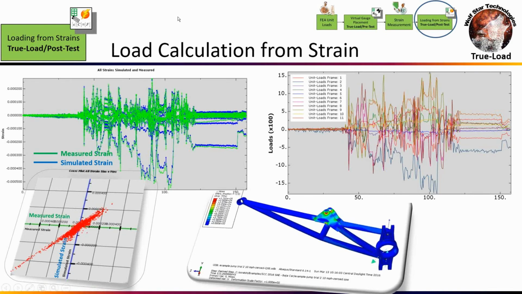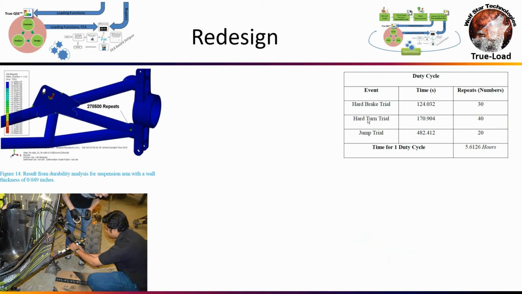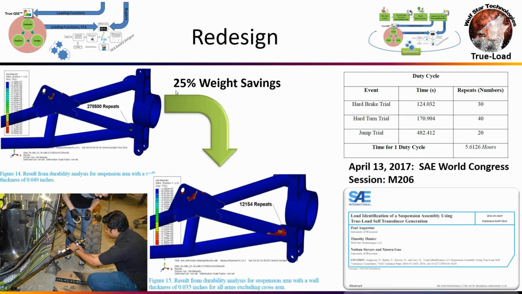And then once they've got all that stuff, then they wanted to do some redesign. So they basically made up a duty cycle of how many hard brakes, how many hard turns, and how many jumps they had. So they had a 5.6 hour duty cycle. When they ran it through the fatigue software the first time through, they were getting 278,000 repeats. So that was more than they needed for a test for a race bike, for a race vehicle. So they basically went through and they thinned up the tubes, all except for this diagonal tube. They thinned up all the other tubes, and they were able to get their weight down by 25% and still be able to have 12,000 repeats, which is more than enough than they need.